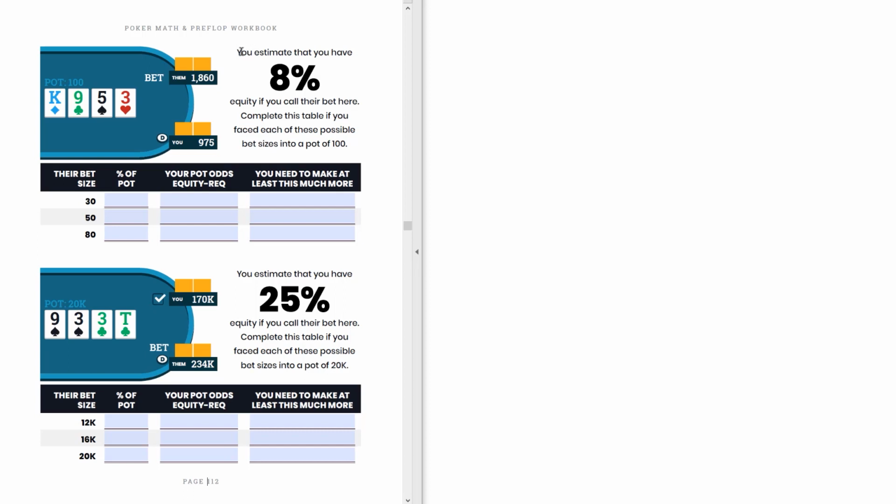So the prompt is you estimate that you have 8% equity if you call their bet right now, and we're going to complete this table as if we had faced each of these bet sizes into a pot of 100. So those bet sizes are 30, 50, or 80, and again, they're betting into us into a $100 pot on King, 9, 5, 3, Rainbow. So let's do this first one together and hack through it.